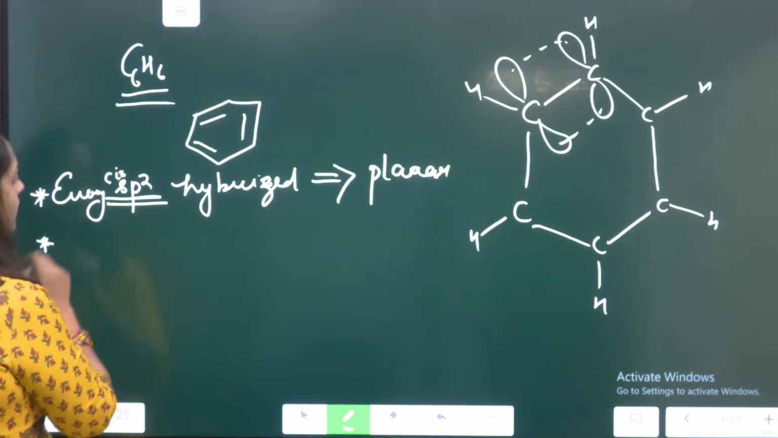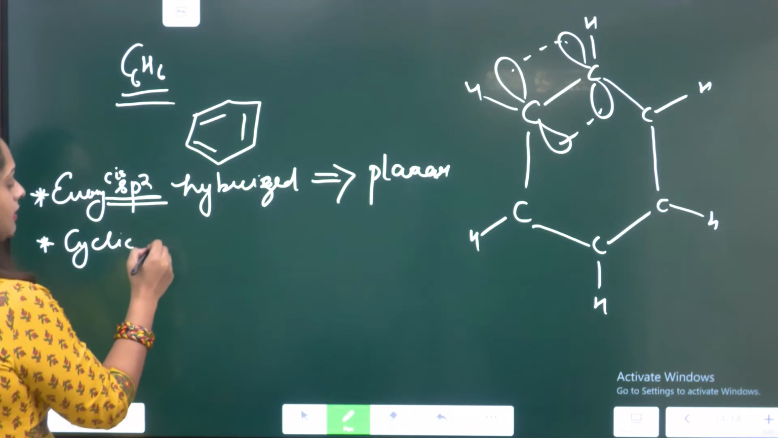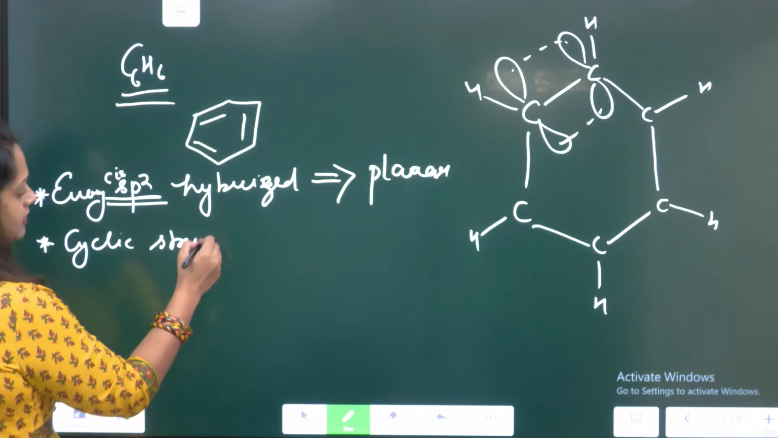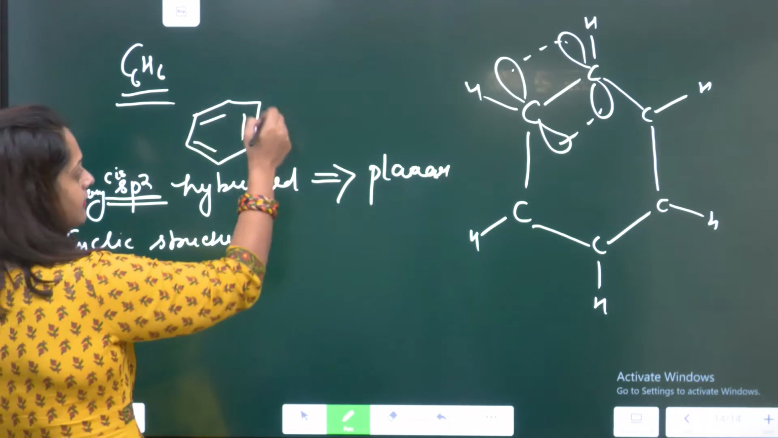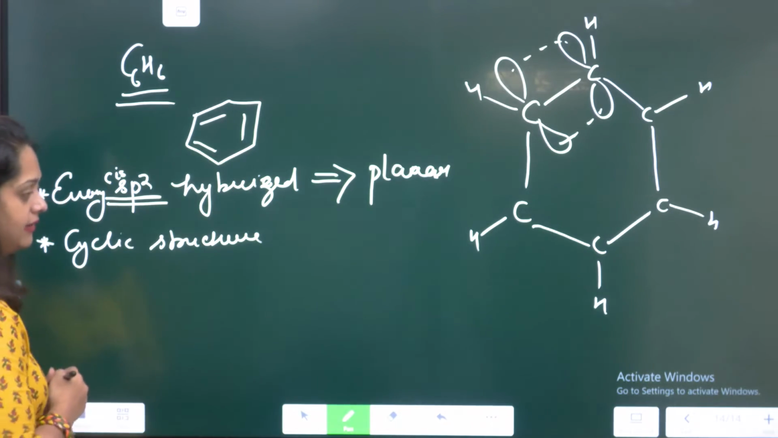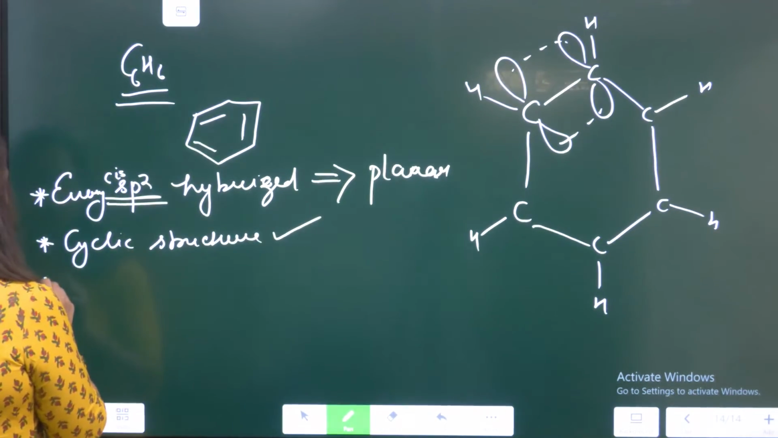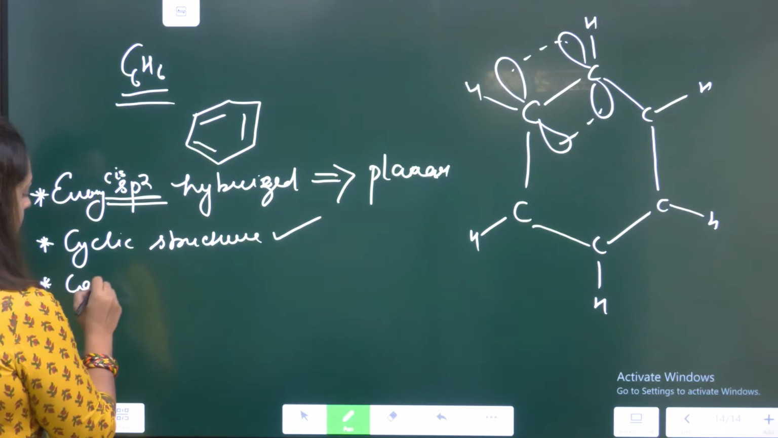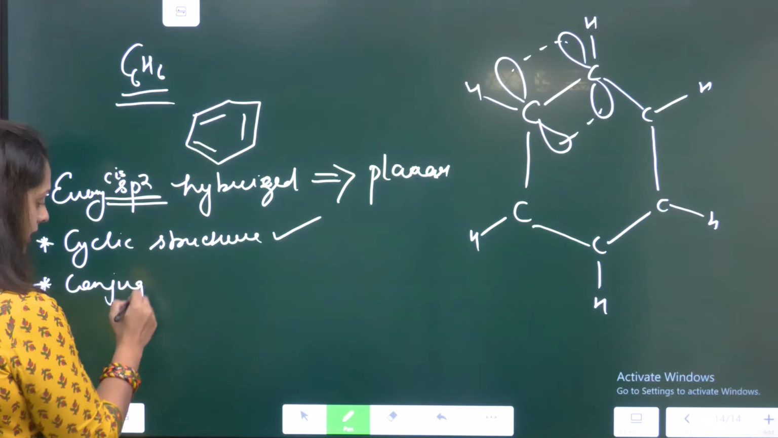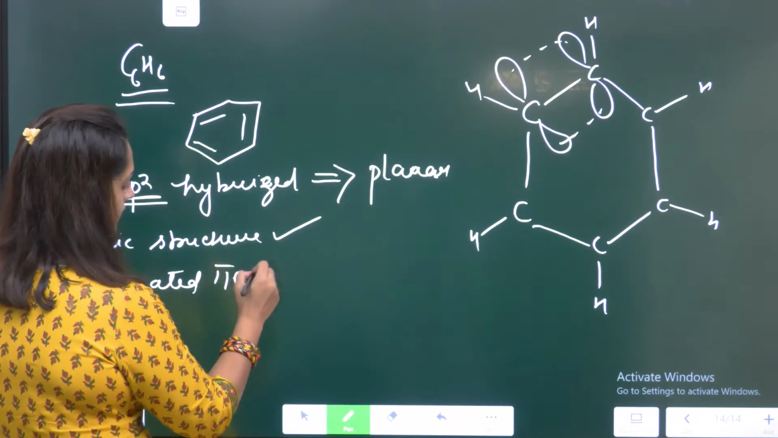Second condition was it should be a cyclic structure. I can see it is very well a cyclic structure. It is not breaking from anywhere. It has a continuous ring structure. This condition is also met. What was the third condition? It should have a conjugated pi electron system.